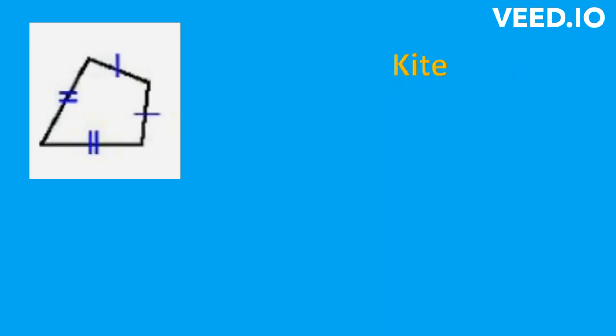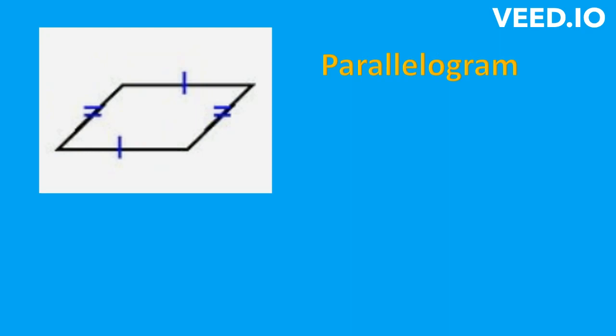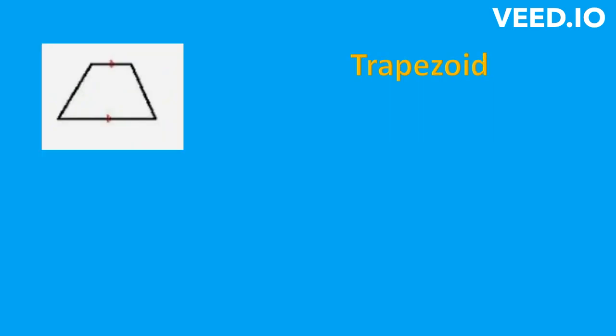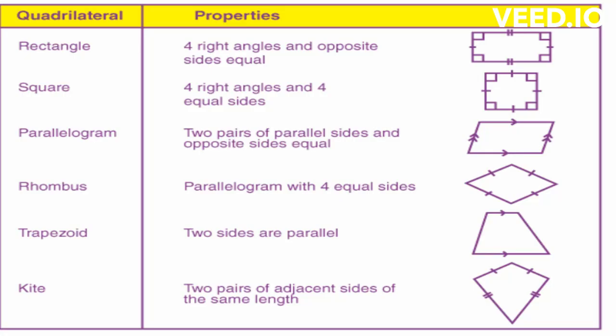And this is a kite. See the adjacent sides being equal. This is a square, all sides equal and right angles. This is a parallelogram. Opposite sides parallel to one another and equal to each other. This is a trapezoid. At least one set of lines are parallel. Rectangle. So this is a picture of all the figures we have discussed.